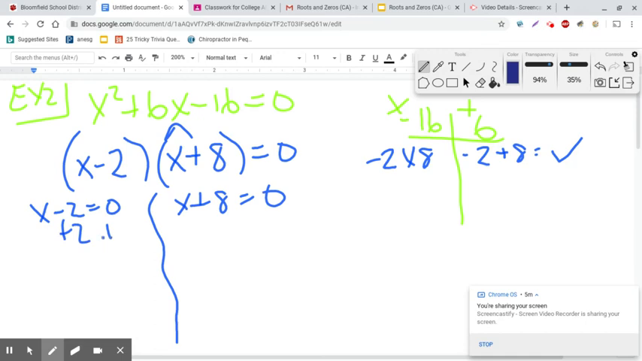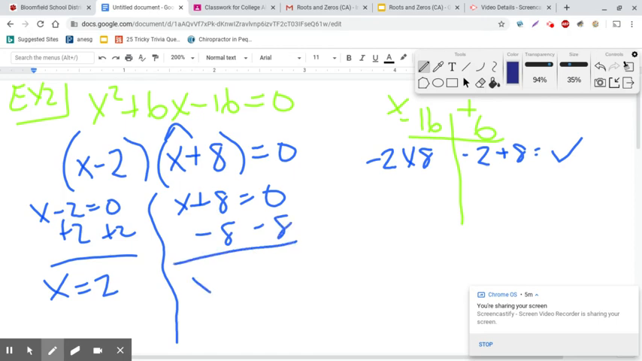Add 2 to both sides. You get x equals 2. Subtract 8 from both sides. You get x equals negative 8.